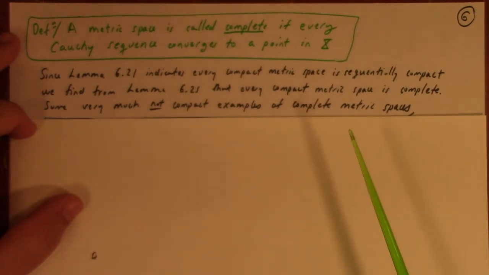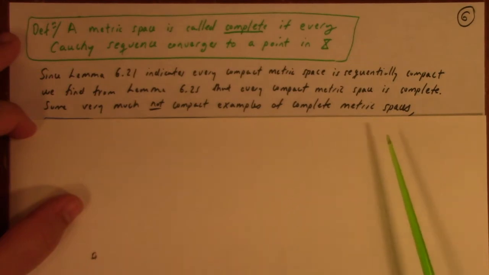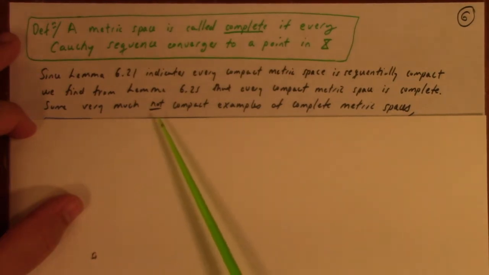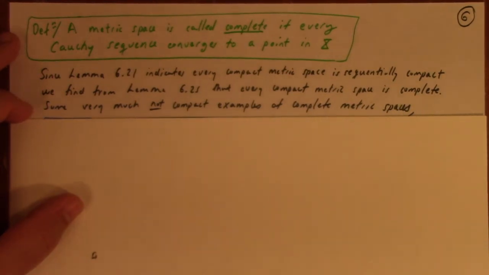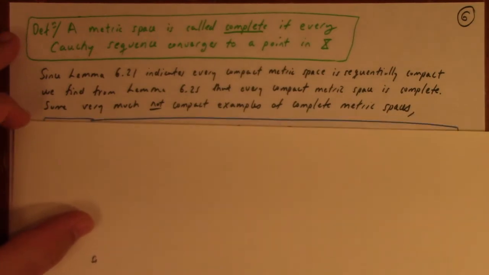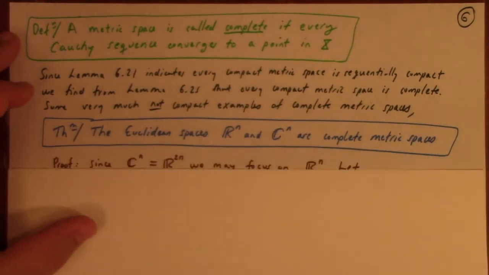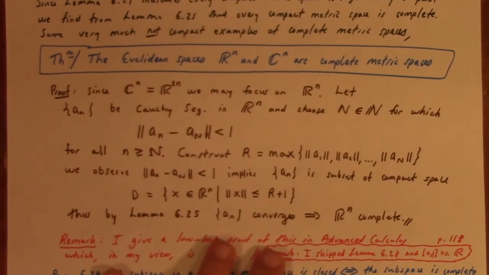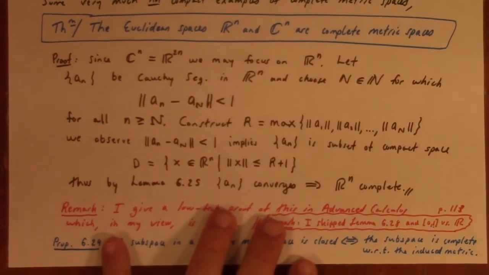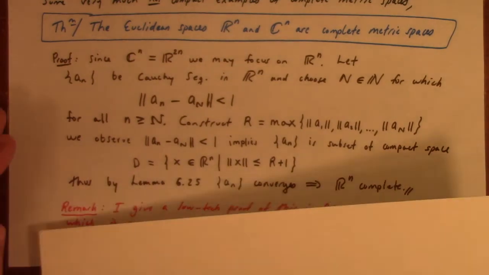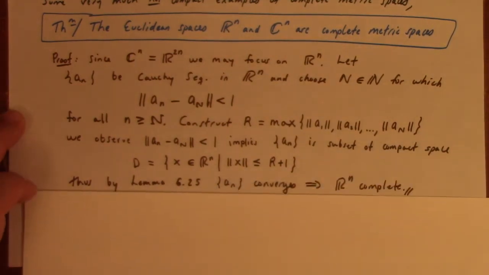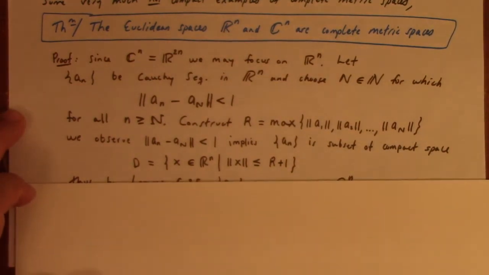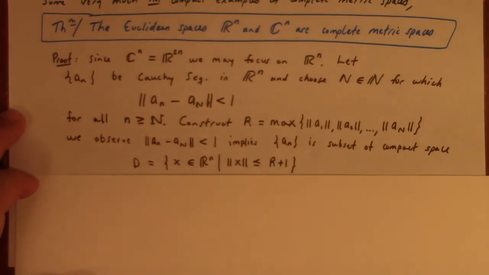So, yeah. So some very much not compact examples of complete metric spaces follow, all right? So, great. Let's see here. So the Euclidean spaces Rn and Cn are complete metric spaces.